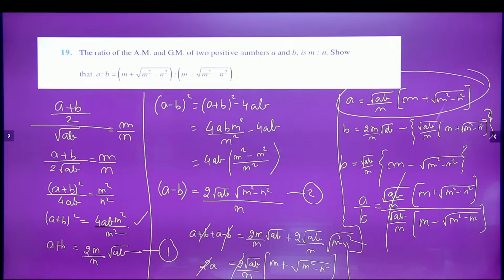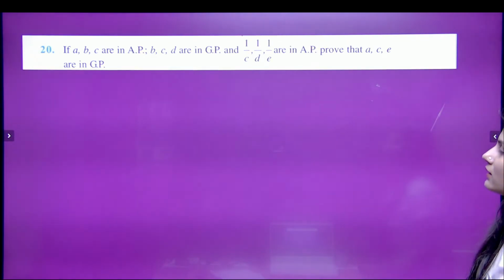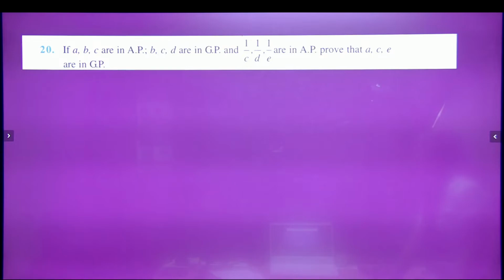So this is question number 19. I hope it is clear to all of you. It was very easy. You just need to solve the equation in the given pattern. The next question is question number 20.